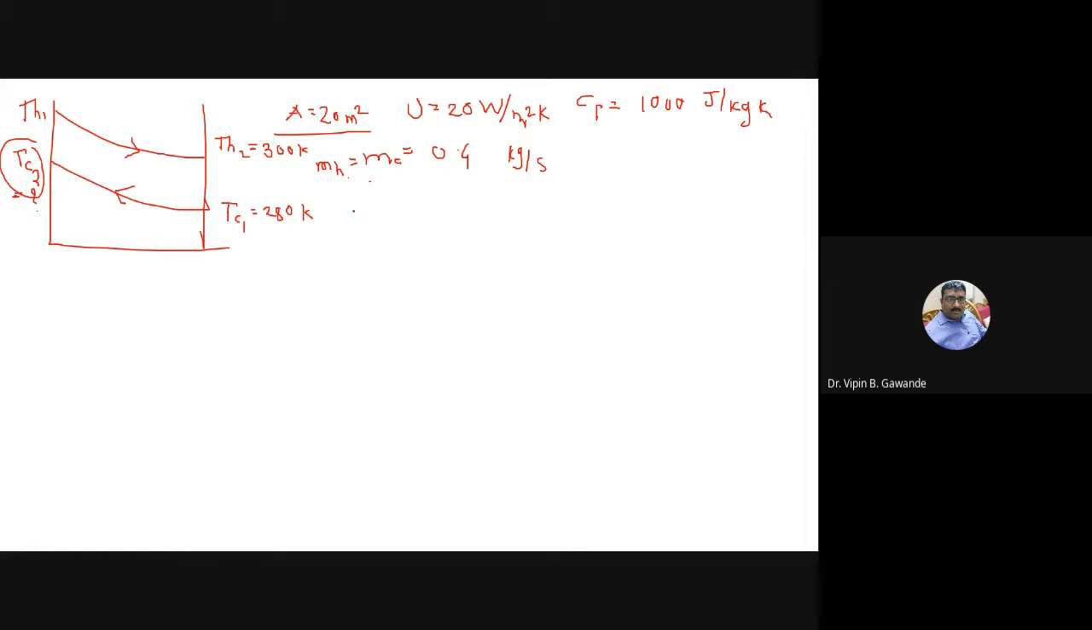We will first take MC, CPC, then TC2 minus TC1, and we have MH, CPH, TH2 minus TH1. Okay, so those values are given. MC and MH are the same, and CPC and CPH values are also given. So this value will again be the same. These two things we will make use of.